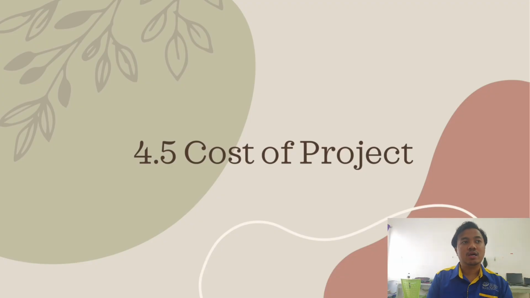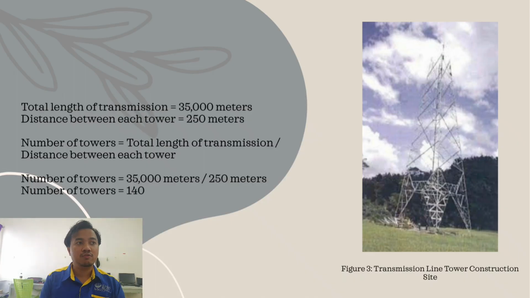In this page, I will discuss 4.5, cost of project. The calculation of the total number of towers required for a transmission line based on the given parameters. The parameters include the total length of transmission, the distance between each tower and the resulting number of towers. So, starting with the calculation of transmission line parameters, the total length of transmission is 35,000 meters. Distance between each tower is 250 meters.